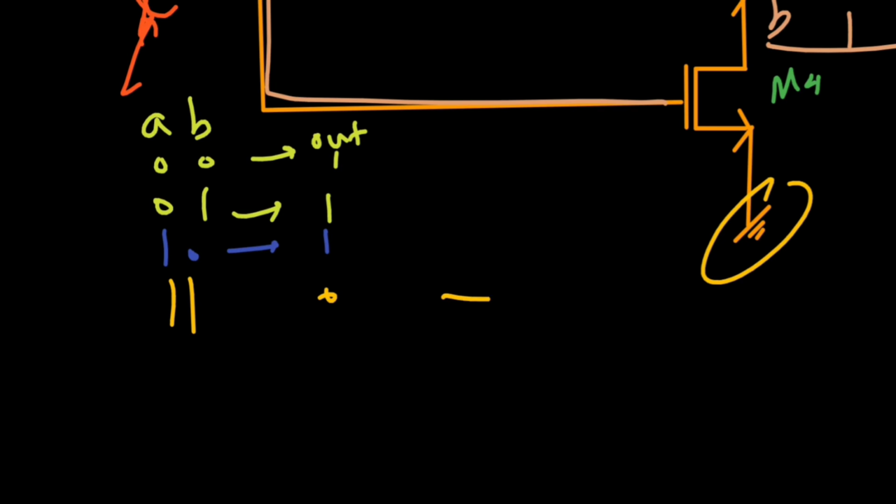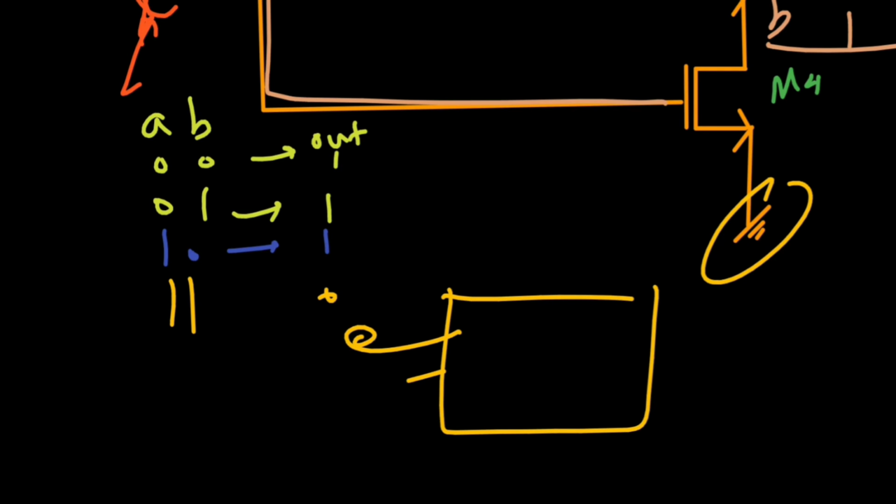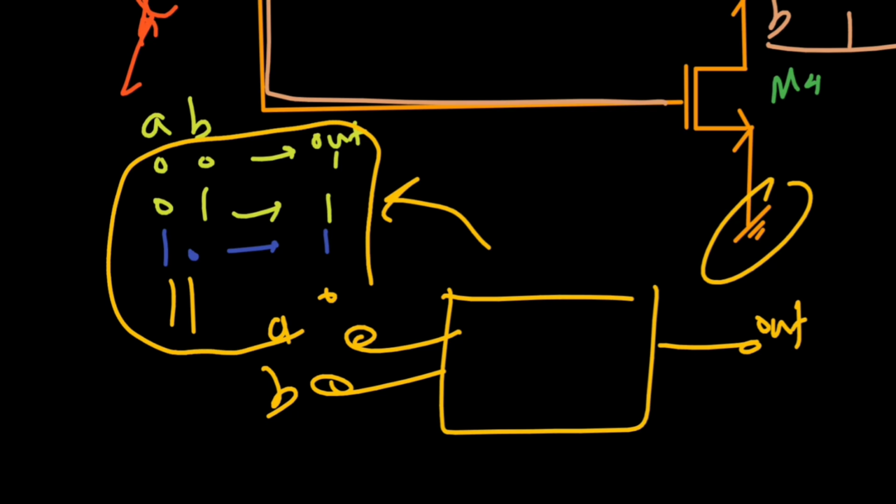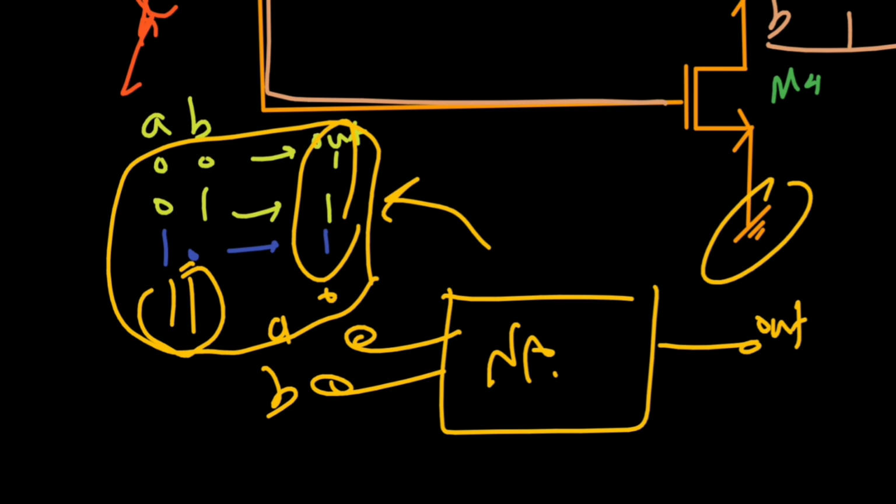So we created a circuit that has two inputs, A and B, and one output, which is out. We say the circuit acts like this: the output of the circuit is equal to 0 only when both inputs are equal to 1. Otherwise, the out is equal to 1. We could just call this circuit a NAND gate, as it is called in the electronics world.